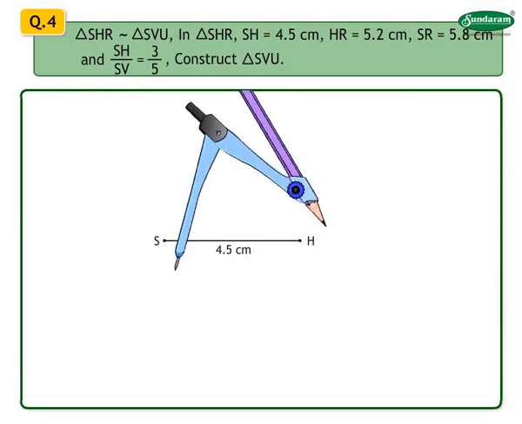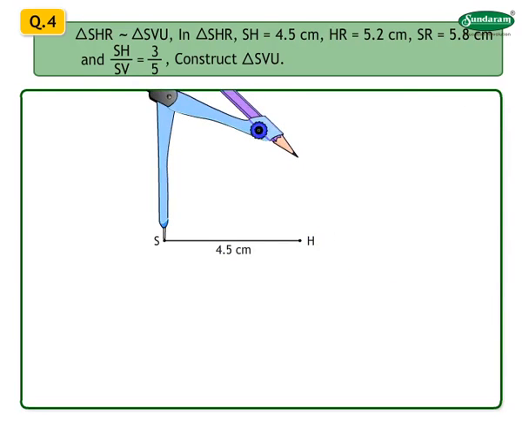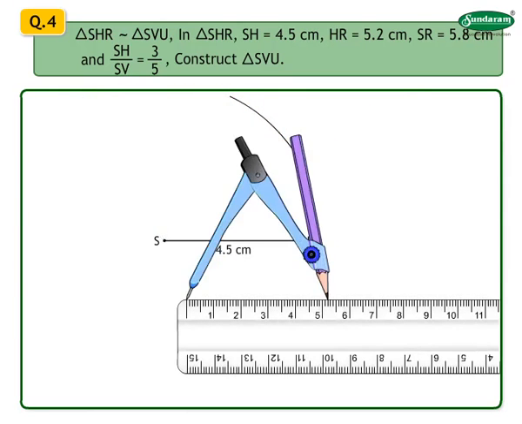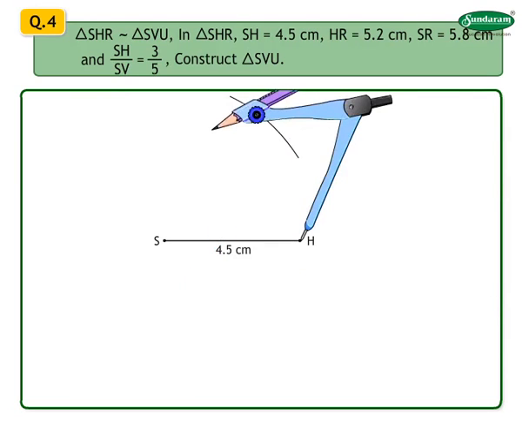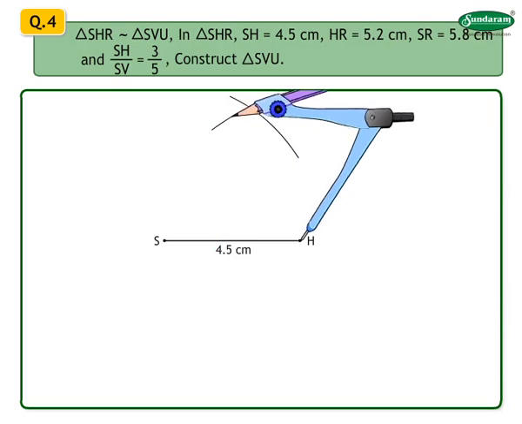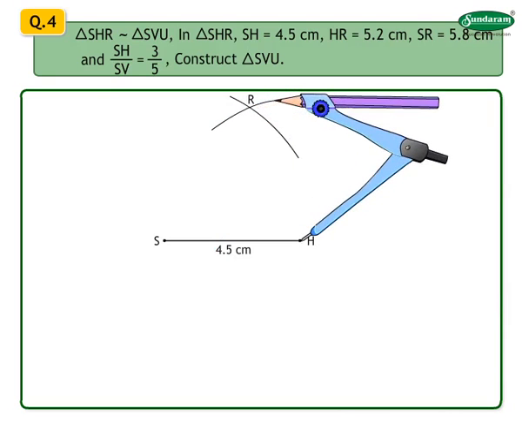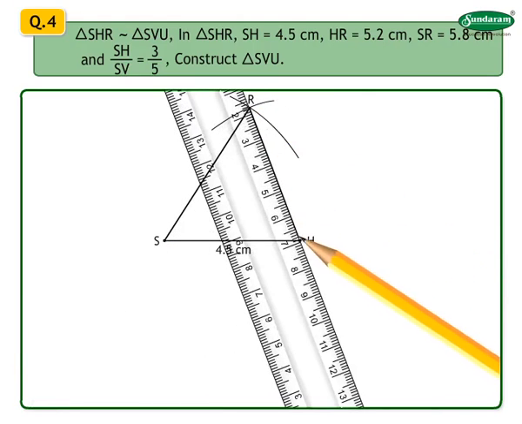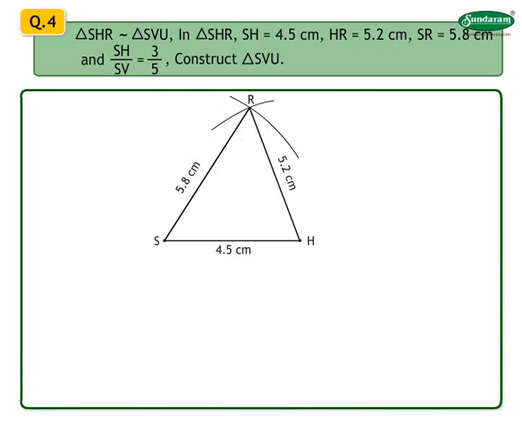Keep the point of compass on point S and taking 5.8 centimeters as measure, cut an arc. Now keeping the point of compass on point H with 5.2 centimeters, cut the previous arc. Mark the point of intersection of both the arcs as R. Now join SR and HR. Thus, triangle SHR is the required triangle.